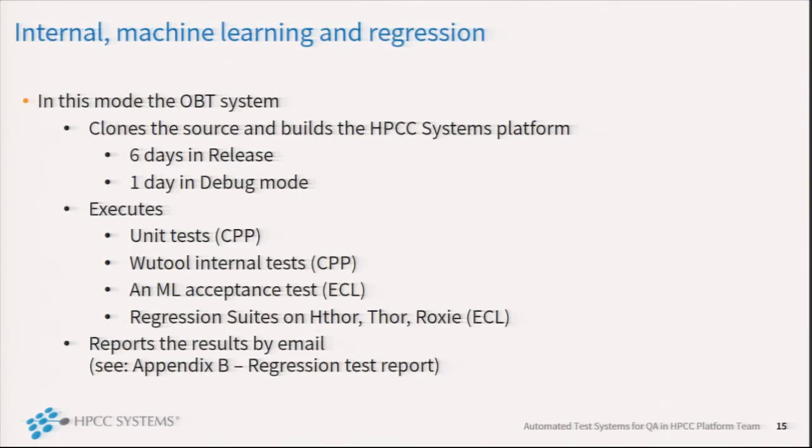Okay, internal machine learning and regression. We build 6 days of the release version and 1 day of debug, because the generated code is different. And we run one day a week against the debug mode build. It's for us, not for the community, it's for us. Something somewhere is not 100% right. So execute unit test.